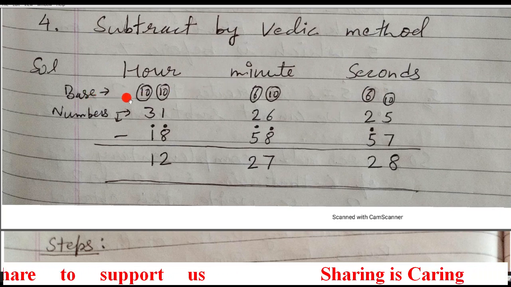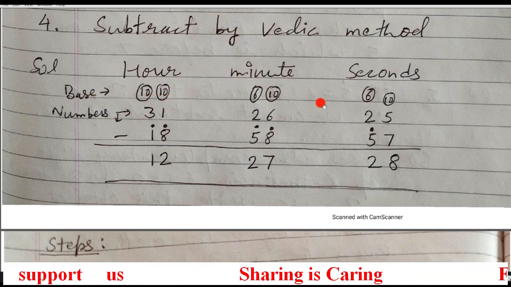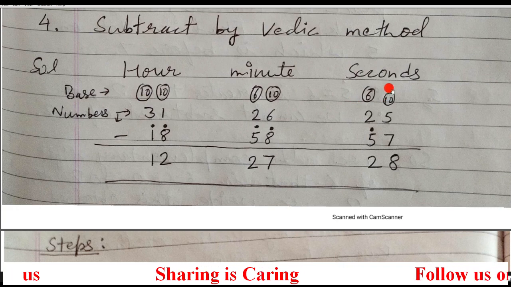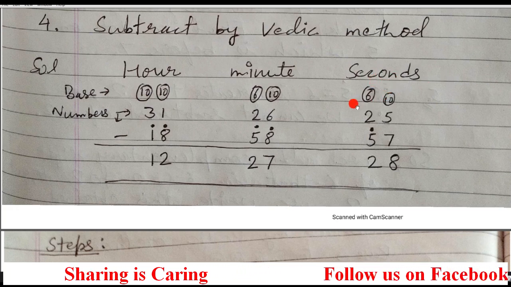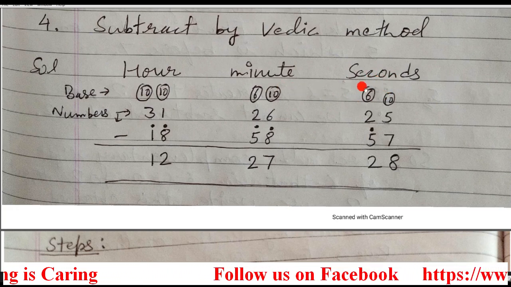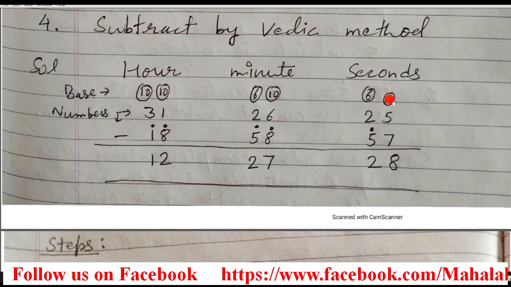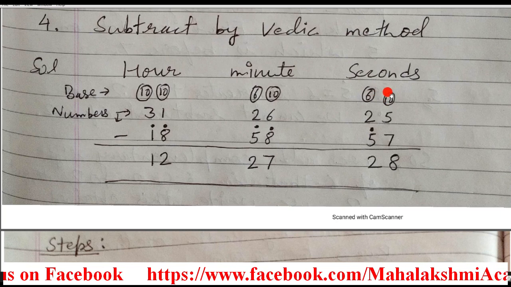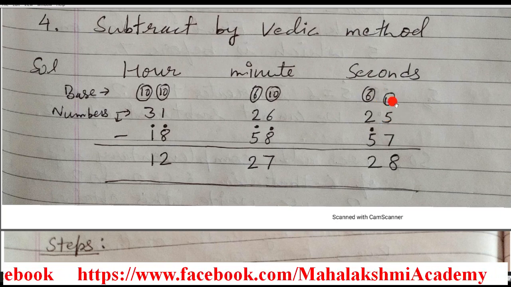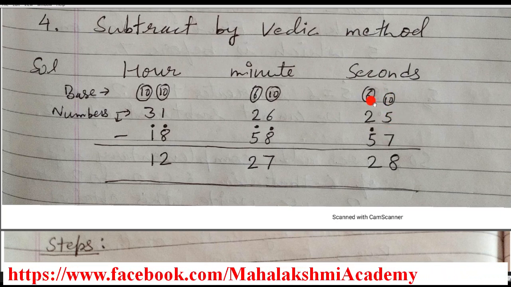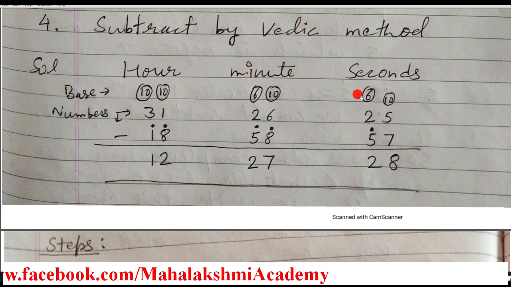That's why, when we write the base, we have to be very careful. When you write down the base for the seconds, in 1 minute how many seconds are there? 60. So just split that 60 as 6 into 10. So 10 becomes the base of the units column of seconds, and 6 becomes the base of the tens column of the seconds.